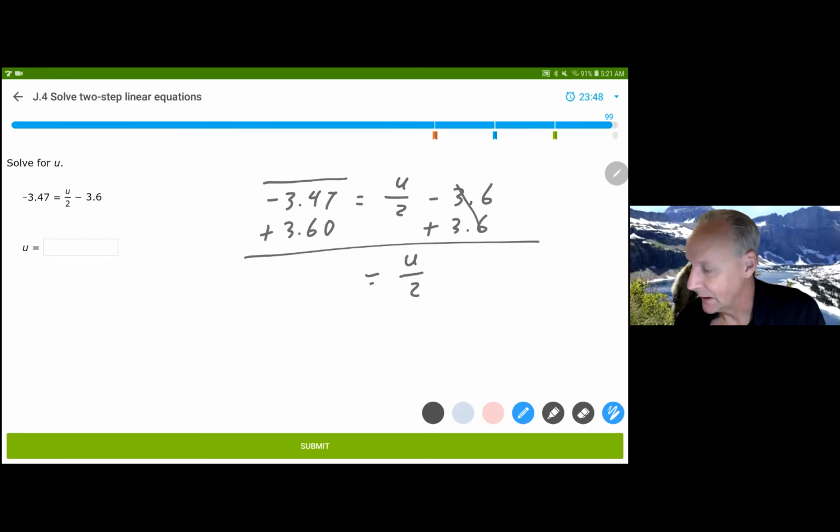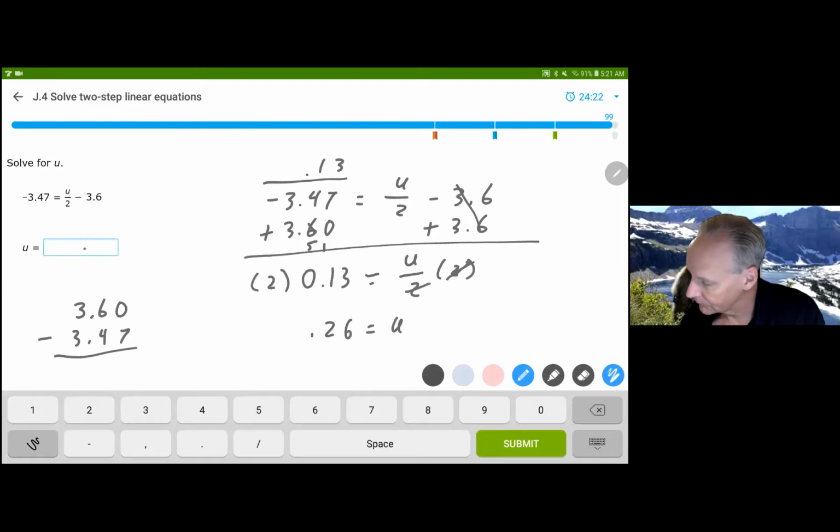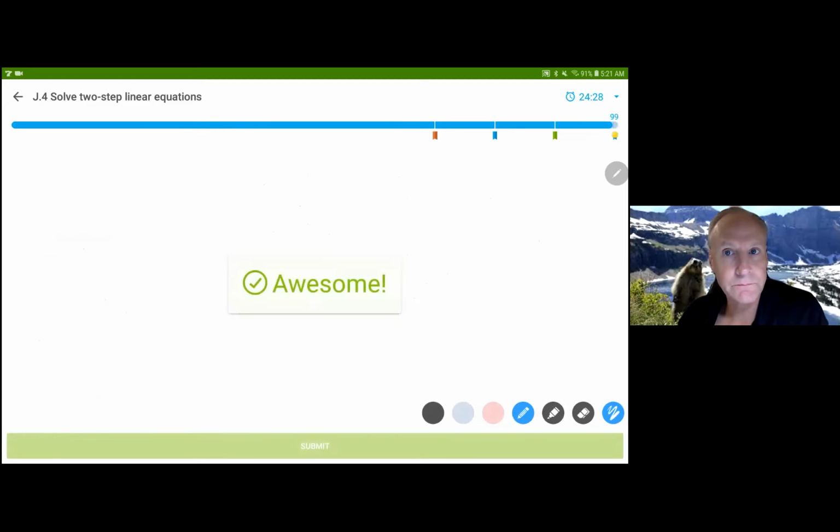Draw my line. And I'm going to borrow from the 6 and make it a 5. And 7 from 10 gives me 3. 4 from 5 gives me the 1. So it's going to be 0.13, and the positives win. If you need to, you can always write it on the side, 3.60 minus 3.47, and do your subtraction over here. 0.13 is equal to u over 2. We multiply by 2 and get our 0.26. Looks like we might be done.